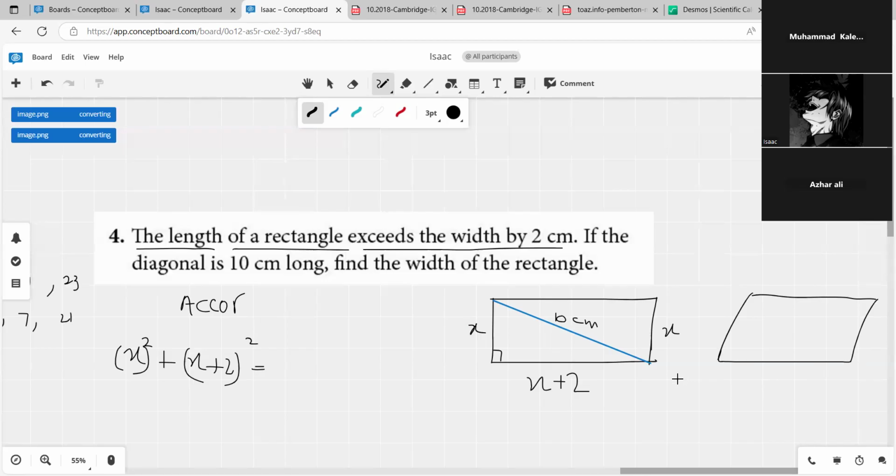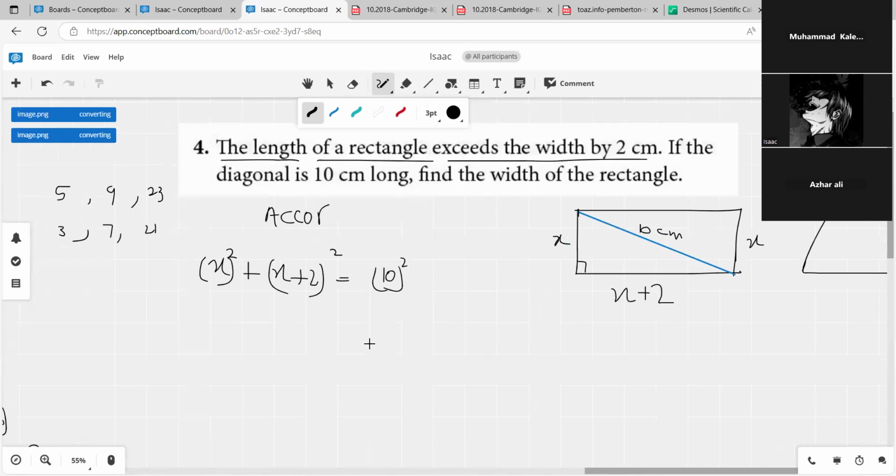So in a rectangle, this angle is 90 degrees, and we know that if this is x, this is also x. So these are the two sides, and this is the hypotenuse. It means that the hypotenuse square is equal to the sum of the squares of the two sides. That's the Pythagoras theorem, right? I hope you know that. Do you? Yeah, I do. Okay. What will be this one?